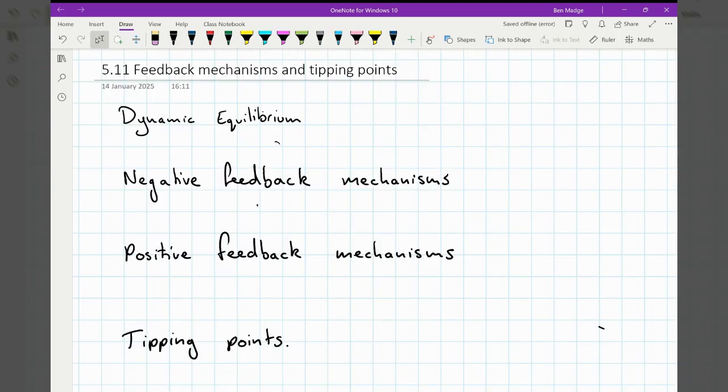Okay, hello, and today we're looking at feedback mechanisms and tipping points. So the four things we're looking at today are dynamic equilibrium, negative feedback mechanisms, positive feedback mechanisms, and tipping points.